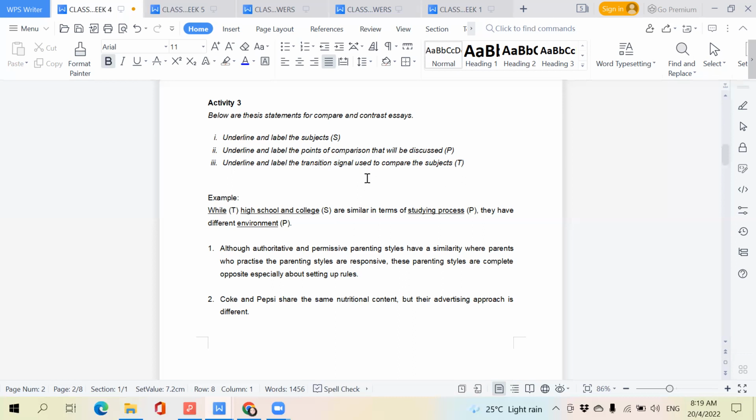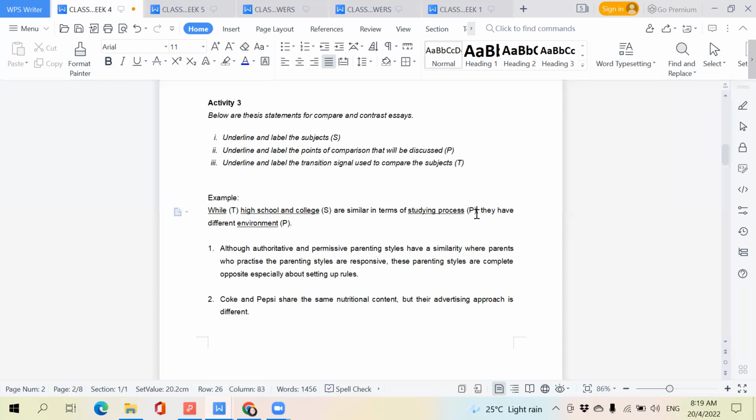Okay, next. It wants you to underline and label the transition signal. All right. So here, this is an example given. While. Okay. So while is also an example of a transition signal. And then high school and college. So these are the two subjects that you want to compare and contrast. Maksudnya kamu nak compare high school and college. And then these subjects are similar in terms of the studying process.